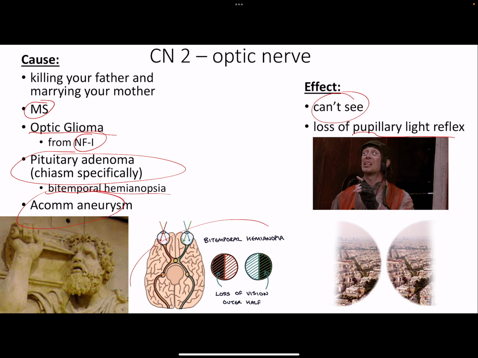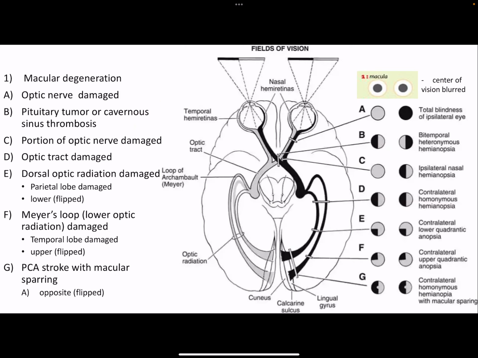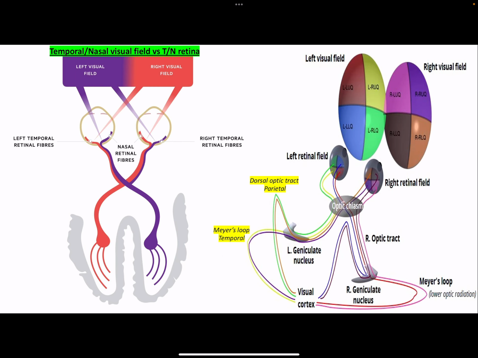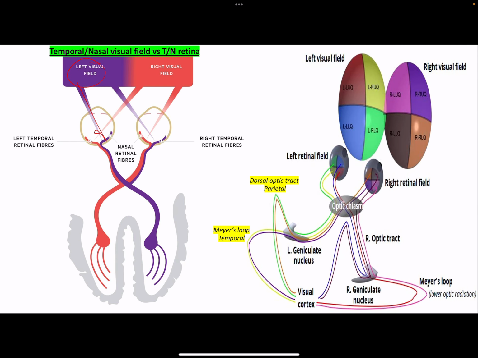And this is what bitemporal hemianopsia looks like, which we'll talk more about later. I guess soon. So just to recap, just recall the left visual field. Actually, I like this picture more. So, all right, we're going to do this on the next one. We'll look at this here.